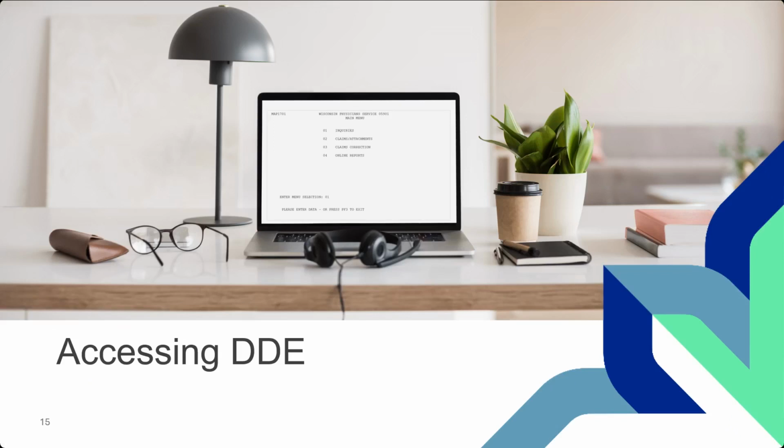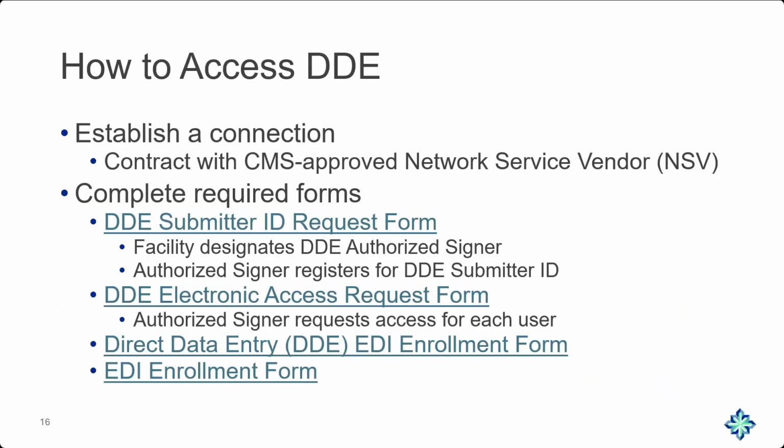So now that we know all of those things, how do we get it? How do we get DDE? And the very first step is to establish a connection. Users will need to connect to the DDE system, and that's done by working with a CMS approved, what we call a network service vendor. These are entities that provide connectivity services, but they don't actually have access to the content of the data that's being transmitted. So if you're worried about security, they're the door, but they're not the window into seeing the data that they're transmitting. I hope that makes sense.